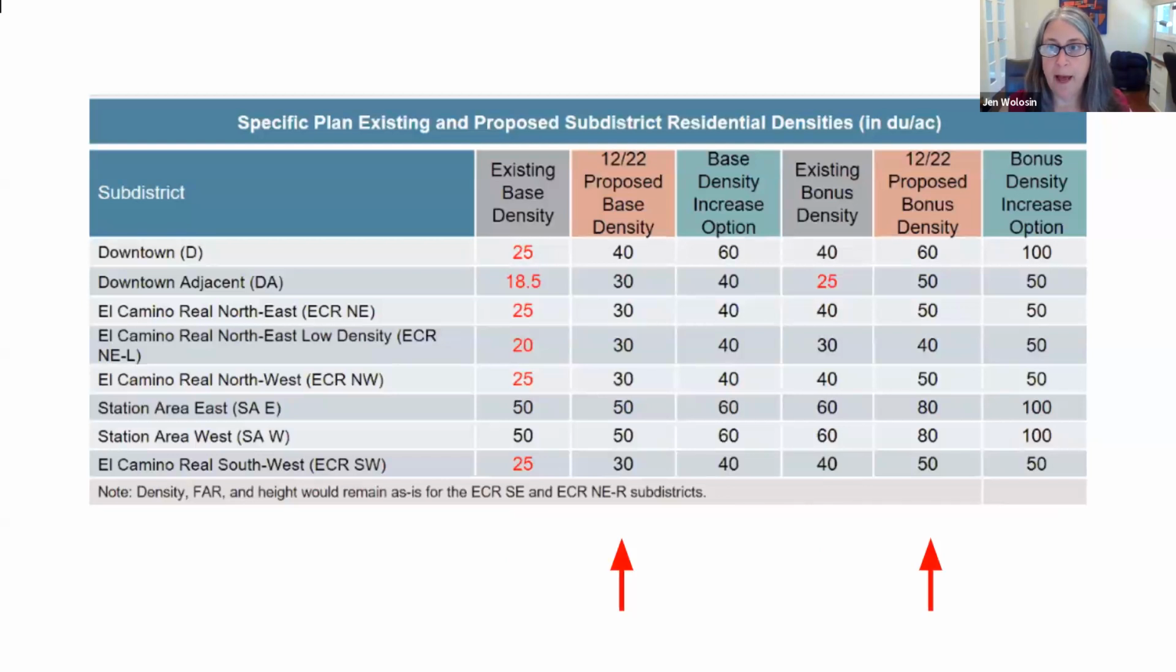And with that feedback, staff has now come back with something they're calling the base density increase option, which brings us base densities from 40 to 60 an acre and bonus densities from 50 to 100 units an acre. And this is regardless of whether it's market rate or affordable. And remember, if it's affordable, it can actually get even higher.